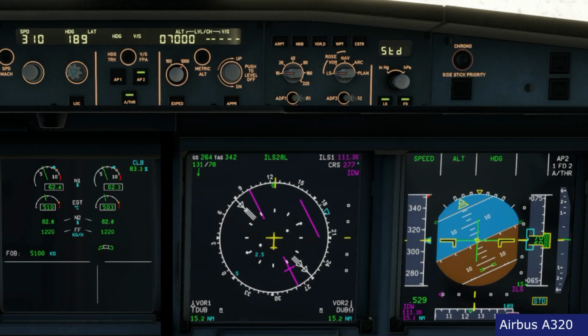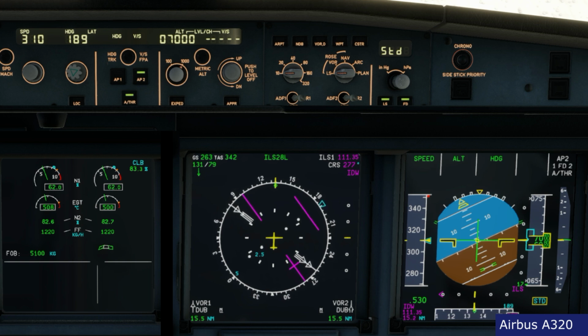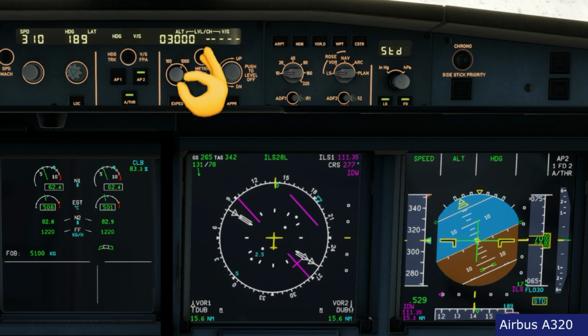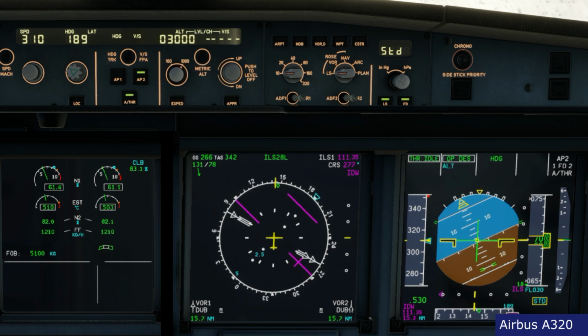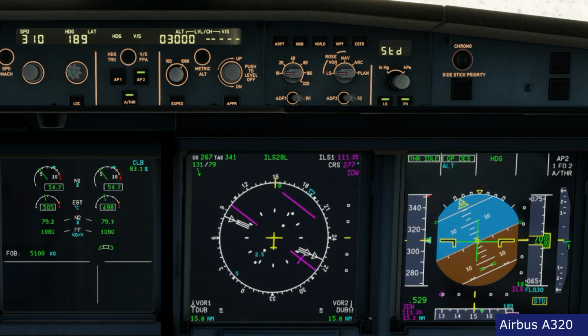Let's take another example of altitude change. You see that I'm selecting a different altitude from 7,000 feet. We are selecting 3,000 feet. In the very moment I select 3,000 feet, nothing happens. I have to pull toward me. Now I have open descent, and finally I see open descent. Altitude blue, so the altitude is armed.